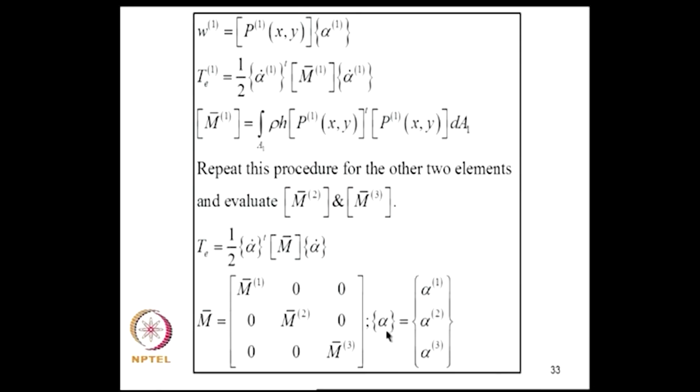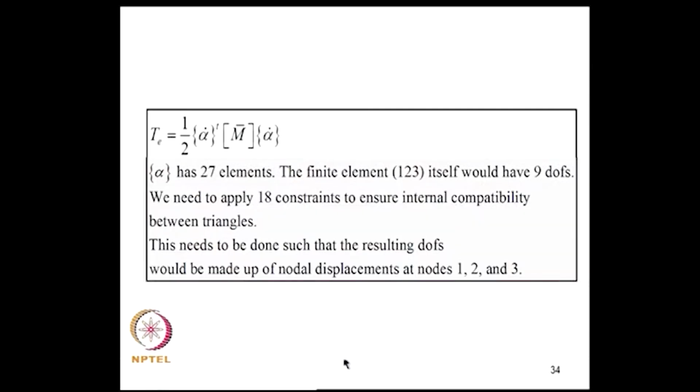This alpha is the generalized coordinates. For each element there are 9 of them. So, this will be a 27 cross 1 matrix and this will be a 27 cross 27 matrix, each one being a 3 cross 9 cross 9 matrix. So, now at the element level alpha has 27 elements.